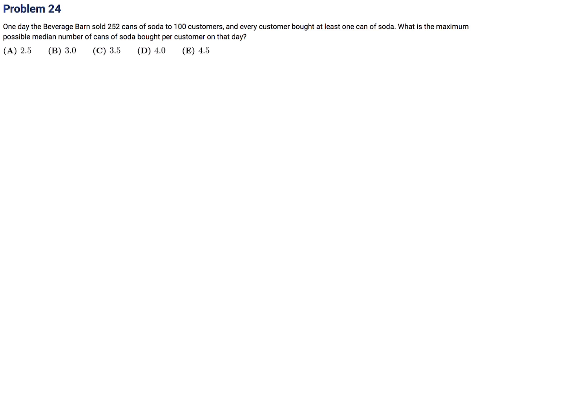One day, the beverage barn sold 252 cans of soda to 100 customers, and every customer bought at least one can of soda. What is the maximum possible median number of cans of soda bought per customer on that day? Well, we have to figure out the median, which is an interesting question. So we'll rank the customers, the first one, the second one, all the way up to the 49th customer. Then we have the 50th customer, the 51st customer, and then we go all the way to 100. Now, the median will be these two guys, their average.